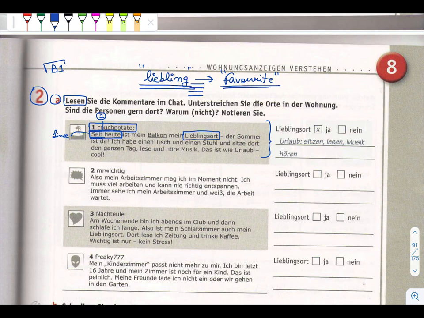Again, this is a topic of B1, but still I am telling you, if the doubt comes in your mind why the helping verb ist is not in the second place, right now we can see that it is in the third place, but when you do this topic in your B1 level, then you will see, okay, it is in the second place only. So, since today my balcony is my favorite place. My balcony is my favorite place. Okay, that is summer.